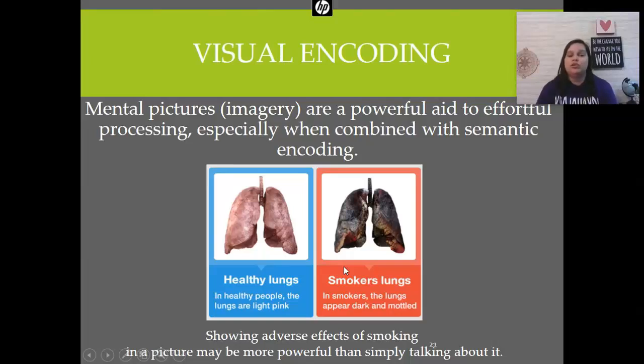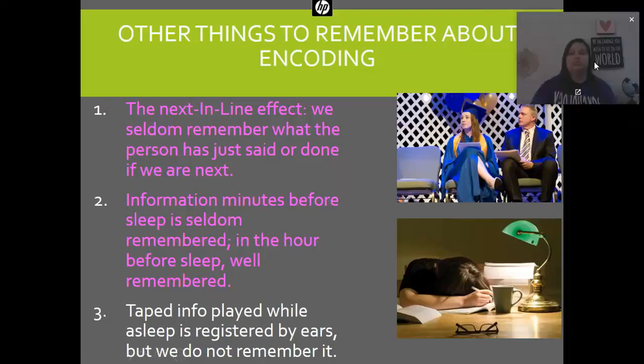Visual encoding, also called iconic encoding, still can be very powerful though. Mental pictures or imagery really help us to remember along with semantic encoding. For example, I can tell you how bad smoking is for you, but showing you a smoker's lung versus a healthy lung is going to have a lot stronger impact on you. So when we're combining visual and semantic encoding, we're much more likely to remember things.